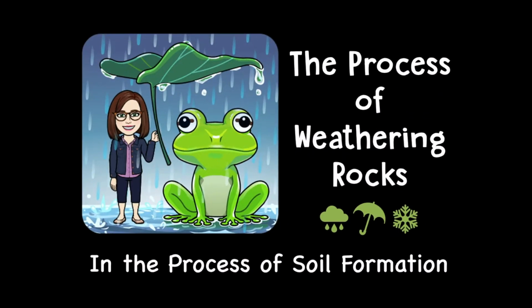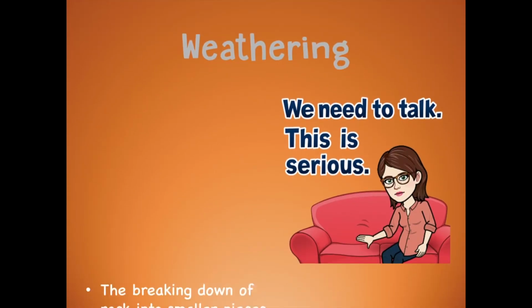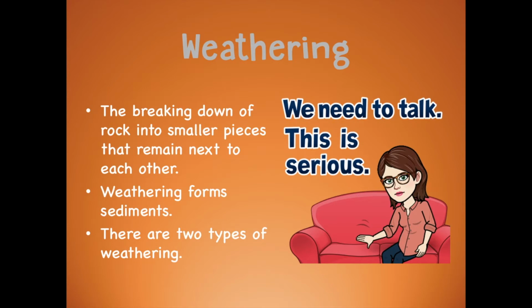Let's go. The surface of our planet Earth changes, and today we're going to talk about one of the ways that it does, through the process of weathering rocks, in the process of soil formation. But what is weathering? Weathering is the breaking down of rock into smaller pieces that remain next to each other. Weathering forms sediments, so it makes smaller rocks. There are two types of weathering that we're going to discuss in this presentation.